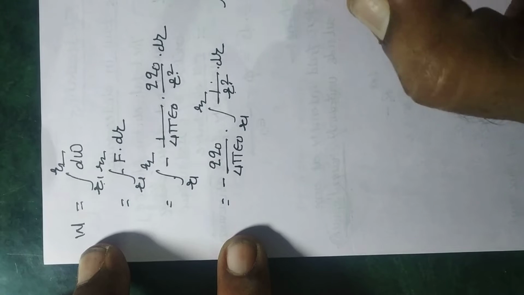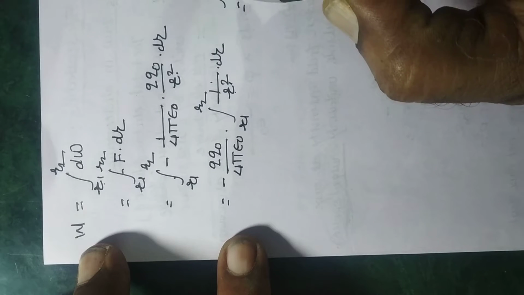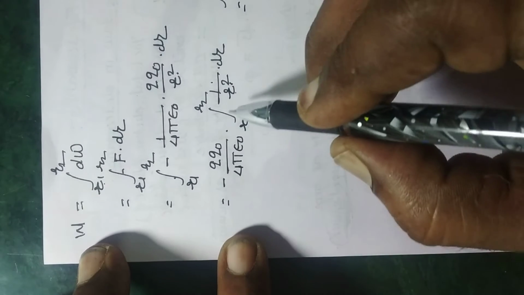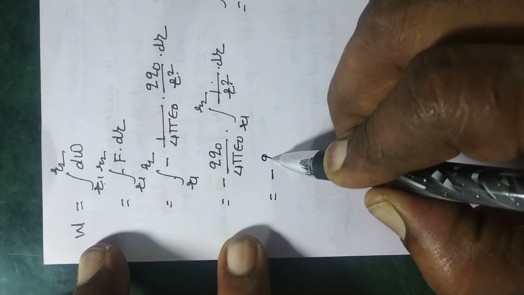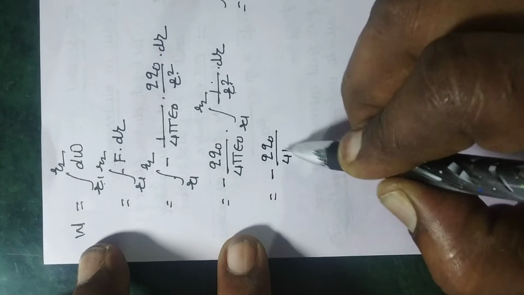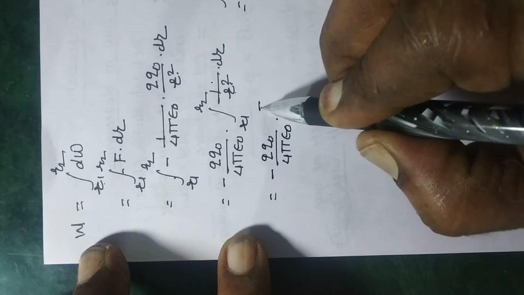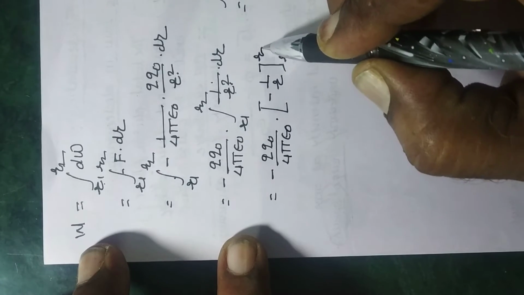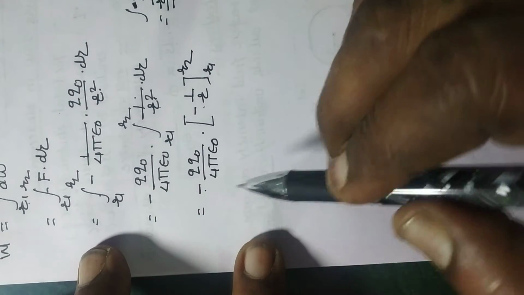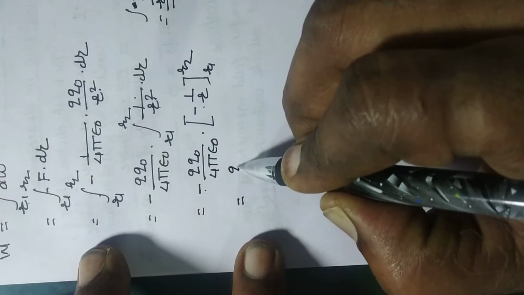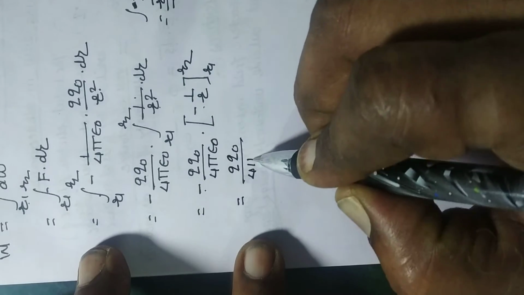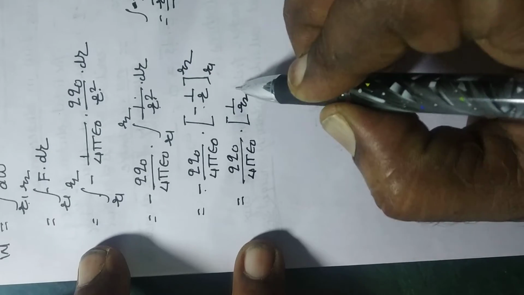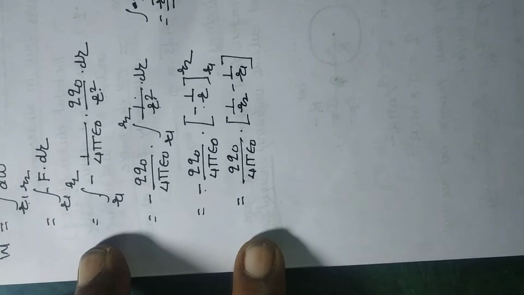On integration, increase the power by 1 and take the same power down, that is R raised to minus 1 divided by minus 1. Means the integration of this term becomes minus Q naught divided by 4 pi epsilon into minus 1 divided by R from R1 to R2. Minus becomes plus, Q naught divided by 4 pi epsilon into 1 divided by R2 minus 1 divided by R1.